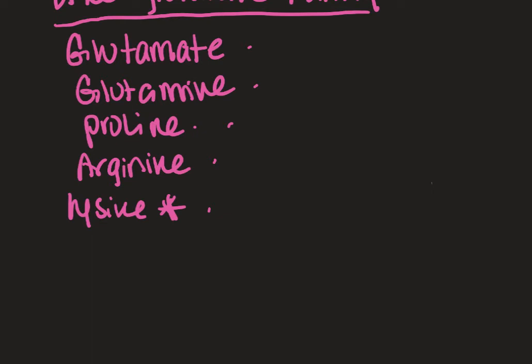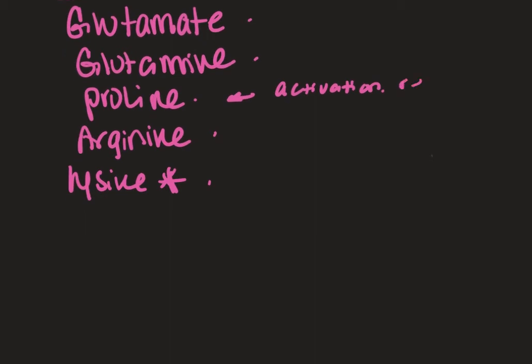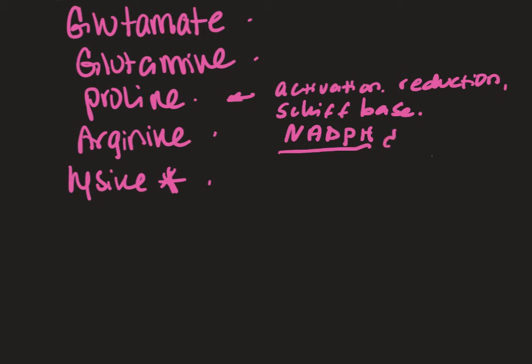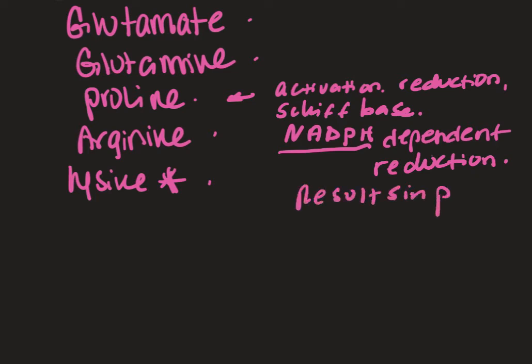So proline, I'm going to focus on proline. It's derived from glutamate, and it undergoes a series of 4 reactions, and these include activation, reduction, formation of a Schiff base, and then an NADPH-dependent reduction, which ultimately results in proline.